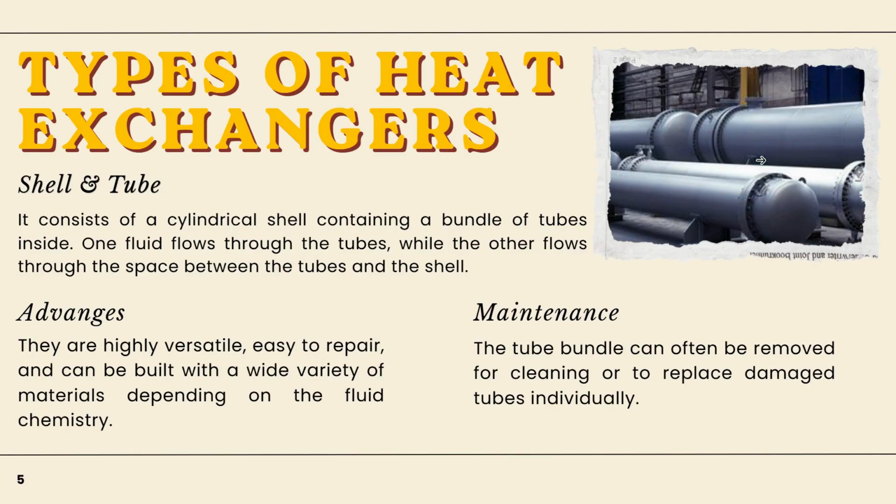There are many types of heat exchangers, so let's talk about them. The shell and tube. It consists of a cylindrical shell containing a bundle of tubes inside. One fluid flows through the tubes while the other flows through the space between the tubes and the shell. They have advantages: they are highly versatile, easy to repair, and can be built with a wide variety of materials depending on the fluid and the chemistry of the process.